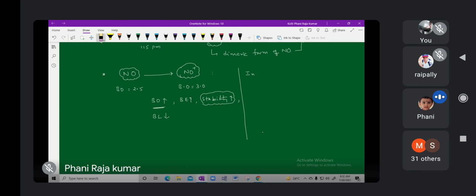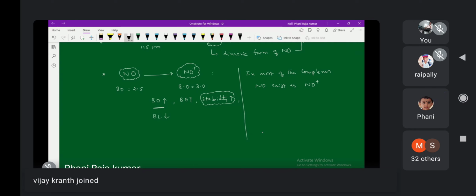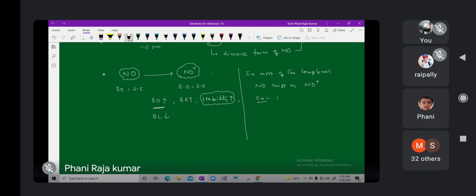in most of the complexes, not all, none, most of the complexes, NO exists as NO plus. Example, brown ring complex, [Fe(H2O)5NO]2+.